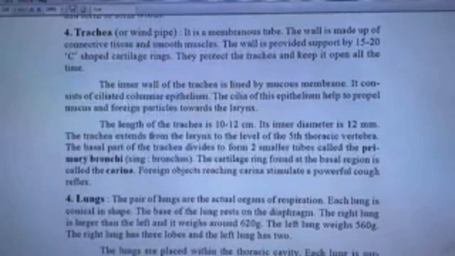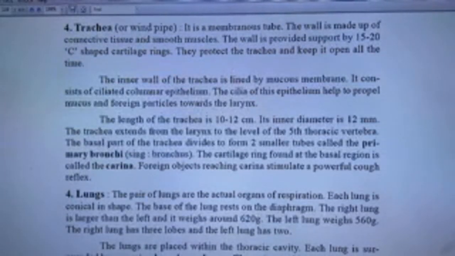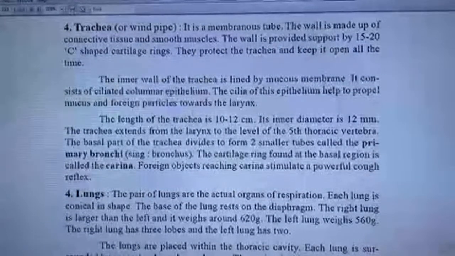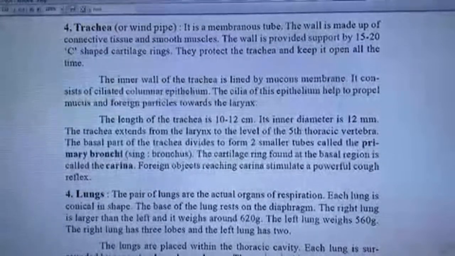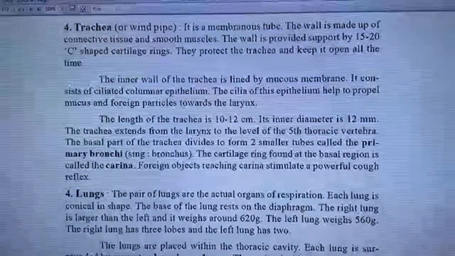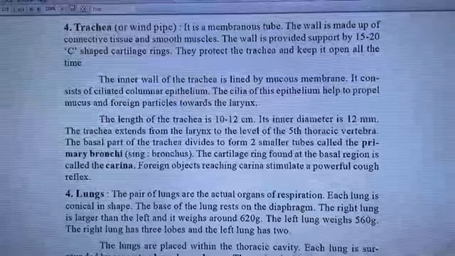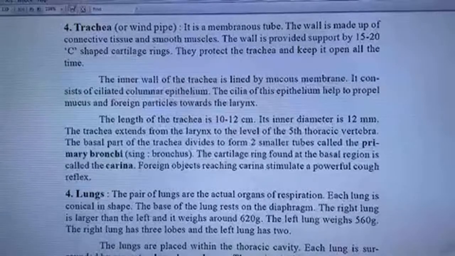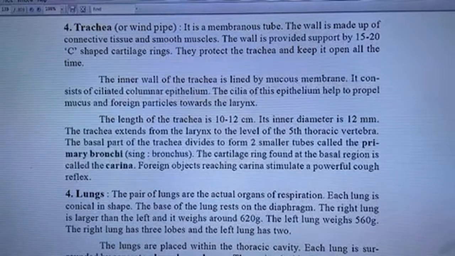Trachea. It is a membranous tube. The wall is made up of connective tissues and smooth muscles. The wall is supported by 15 to 20 C-shaped cartilage rings. They protect the trachea and keep it open all the time. The inner wall of the trachea is lined by mucous membrane. It consists of ciliated columnar epithelium. The cilia of this epithelium help to propel mucus and foreign particles toward the larynx.